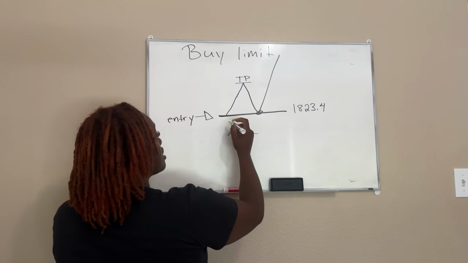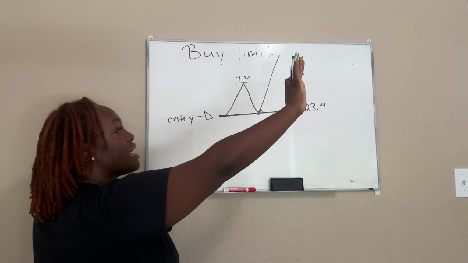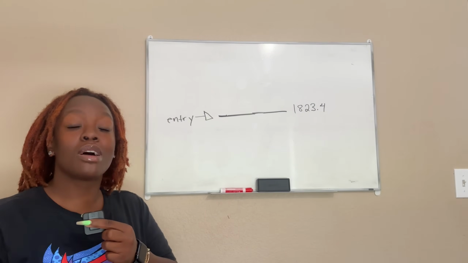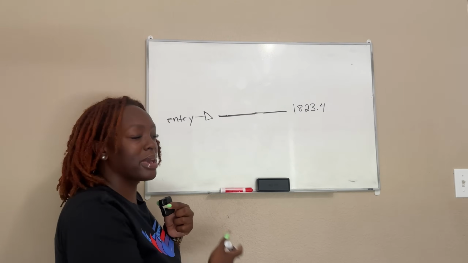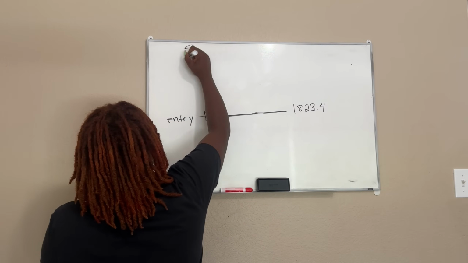But a buy limit is you're saying that it has to come back before it actually makes the move that it wants to make. Now, when it comes to a sell limit, it's basically the same thing. It's just going in the opposite direction.